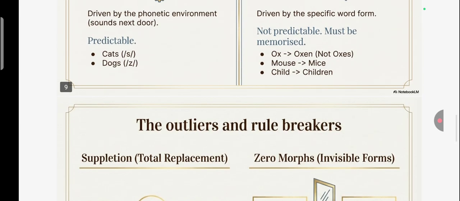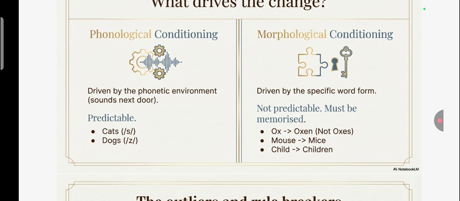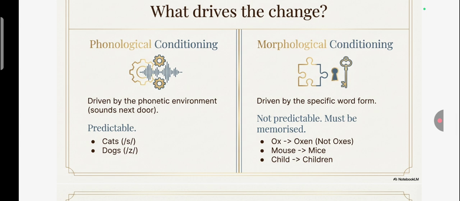Now, what is phonological conditioning and what is morphological conditioning? Let us compare these two important ideas. First, phonological conditioning. This happens when pronunciation changes because of nearby sounds. For example, in the word cats, we pronounce it as S. In the word dogs, we pronounce it as Z. These patterns are predictable.